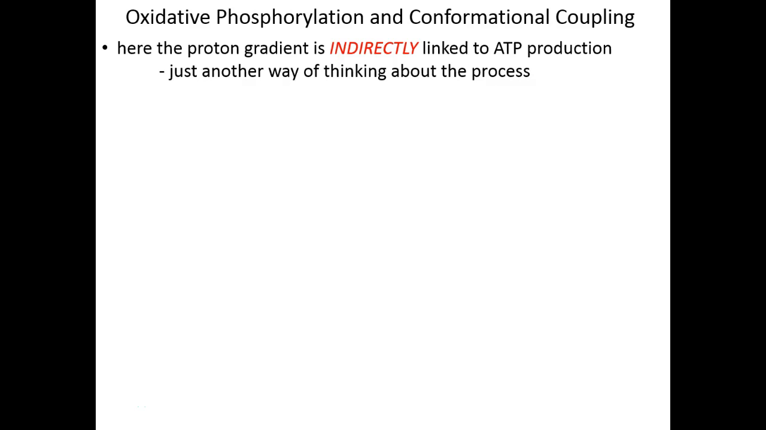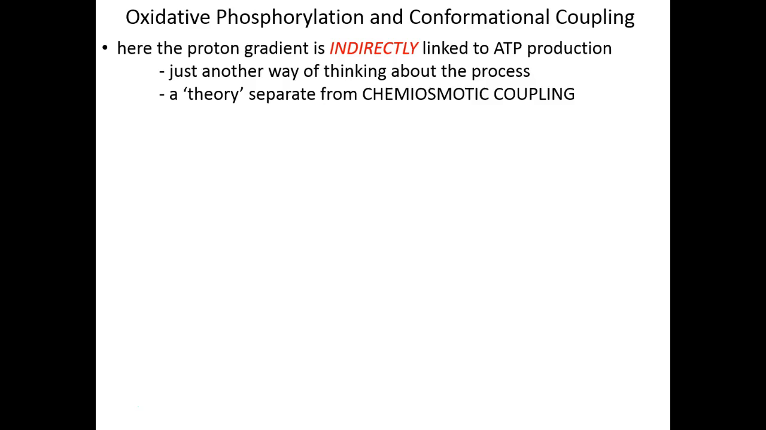You might remember a long time ago, I'm sure you do remember, we had the sequential model and the concerted model for describing allosteric enzymes. And remember we said that those were just two different ways of thinking about how allosteric enzymes work. This is the same idea here. Chemoosmotic coupling and conformational coupling are two different ways of thinking about how a proton gradient can cause ATP to be made. So conformational coupling is just another idea to describe ATP production in oxidative phosphorylation.